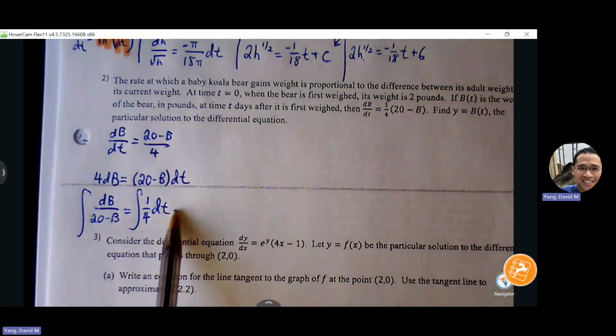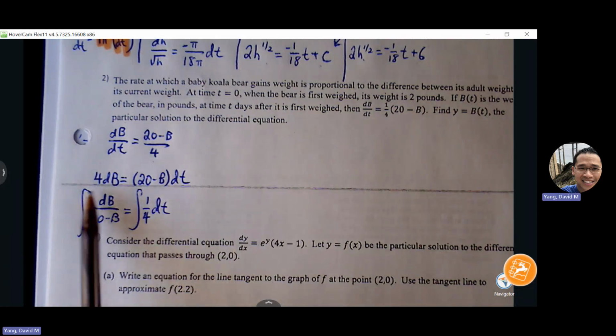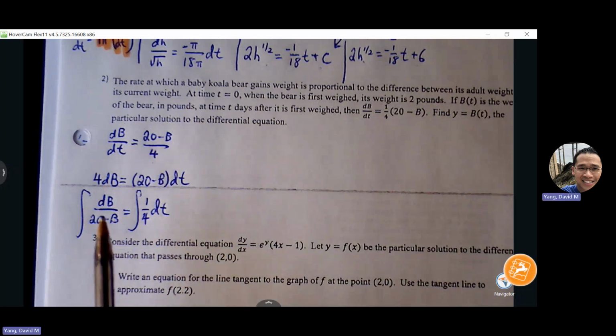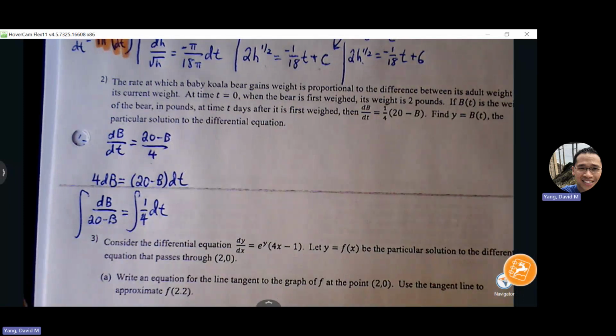Okay, right side is easy. Right side is power rule. Left side, we got to go through a little bit of what? U substitution. And when we go through U substitution, eventually what rule are we looking to use here? Natural log, right? 1 over u du. We do have to go through U substitution because this 20 minus b will produce a -1, which will come into play with our derivative.